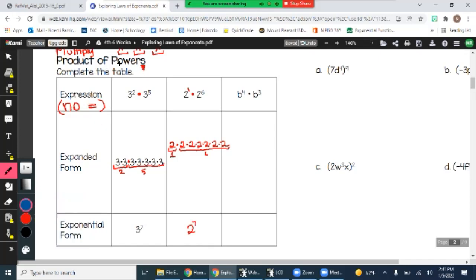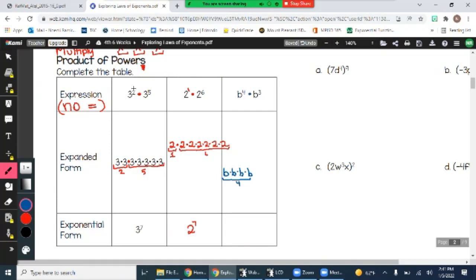What about with a variable? I'm going to switch colors so I don't confuse it with these 2's. We have b to the power of 4. So how many times do I need to write that b? 4 times. B times b times b times b. Okay, I'm going to put a little 4 under it. There's my exponent of 4.